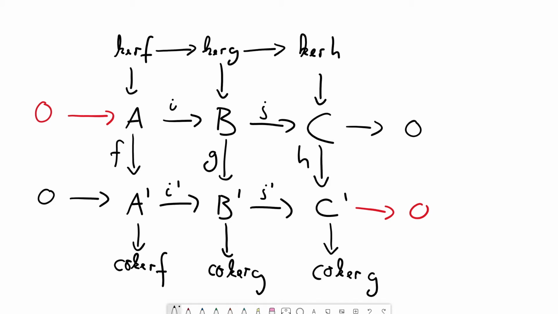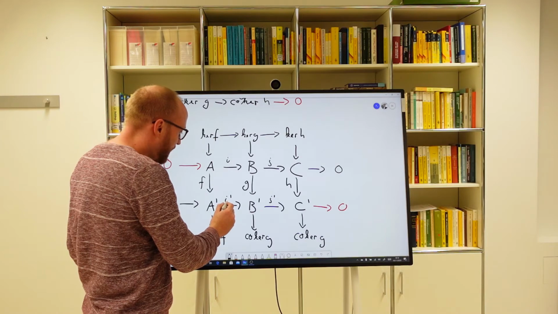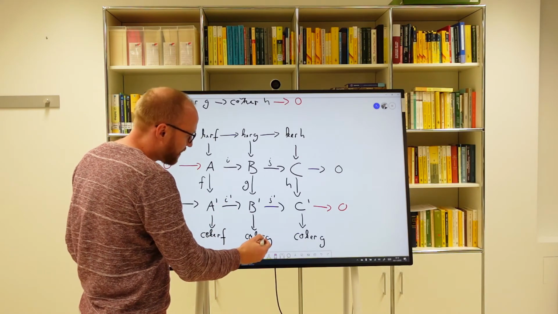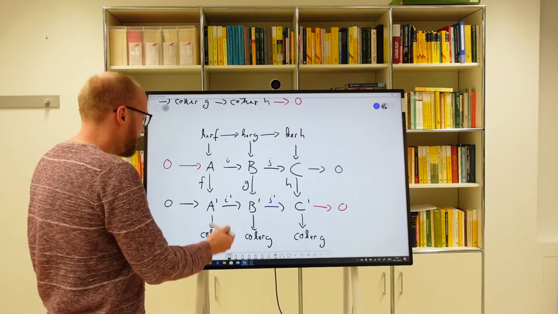And I claim, or I'd better say the lemma claims, that the morphism I prime here from A prime to B prime descends to a homomorphism from the co-kernel of F to the co-kernel of G. And what's the condition you have to verify that such a morphism descends to a morphism of quotients? Well, the submodule that you factor out, which is the image of F here, needs to be mapped by I prime to the submodule that you factor out here, which is the image of G. So why is that true?